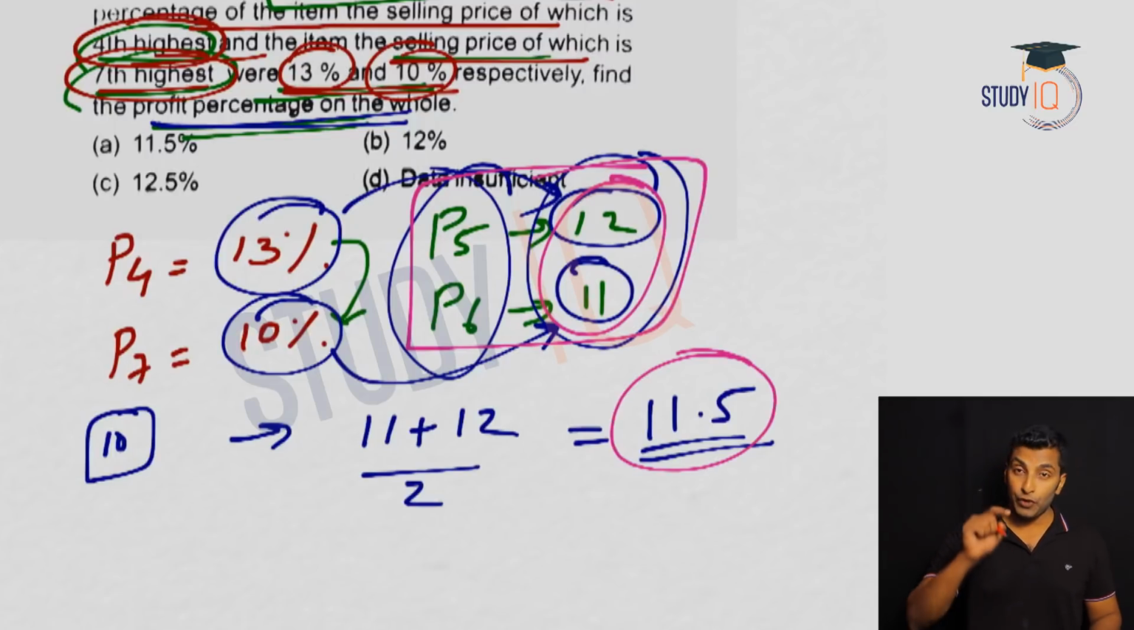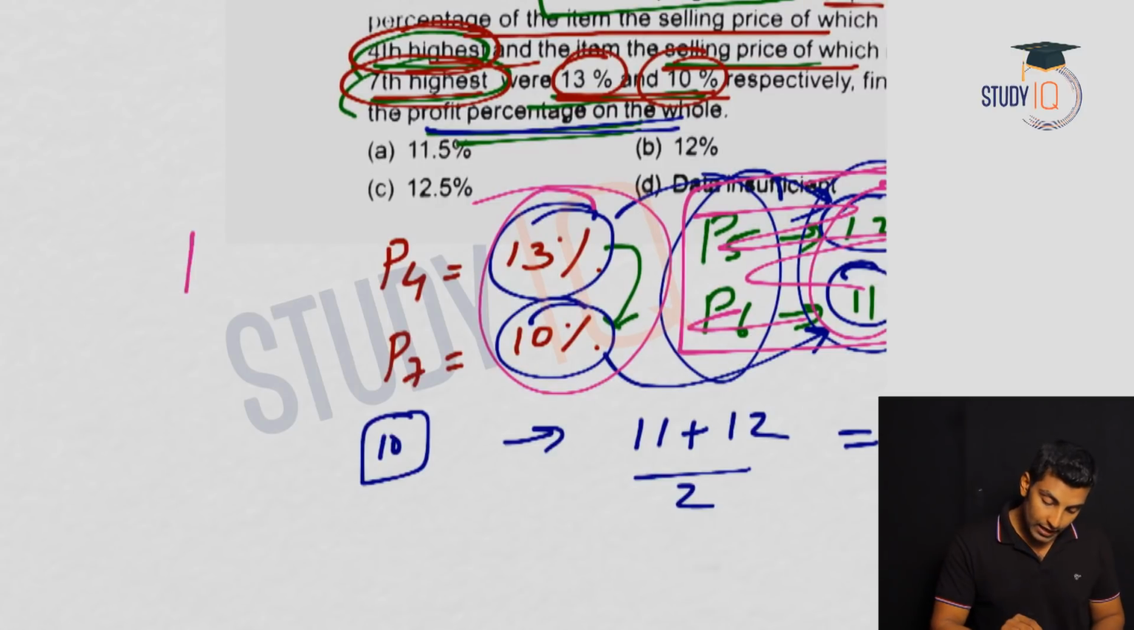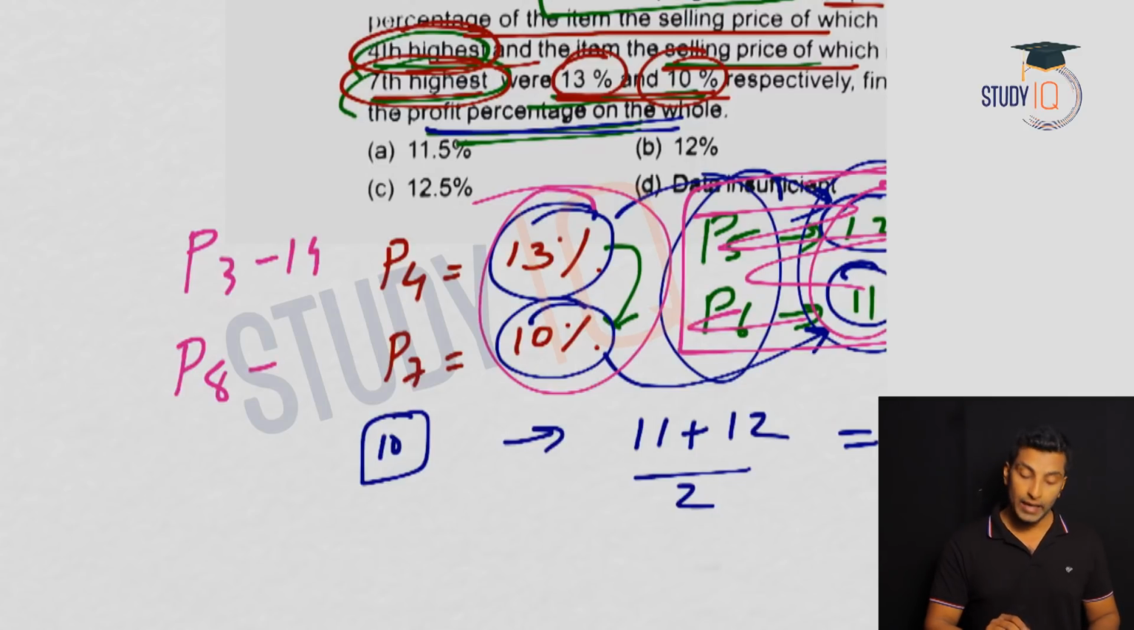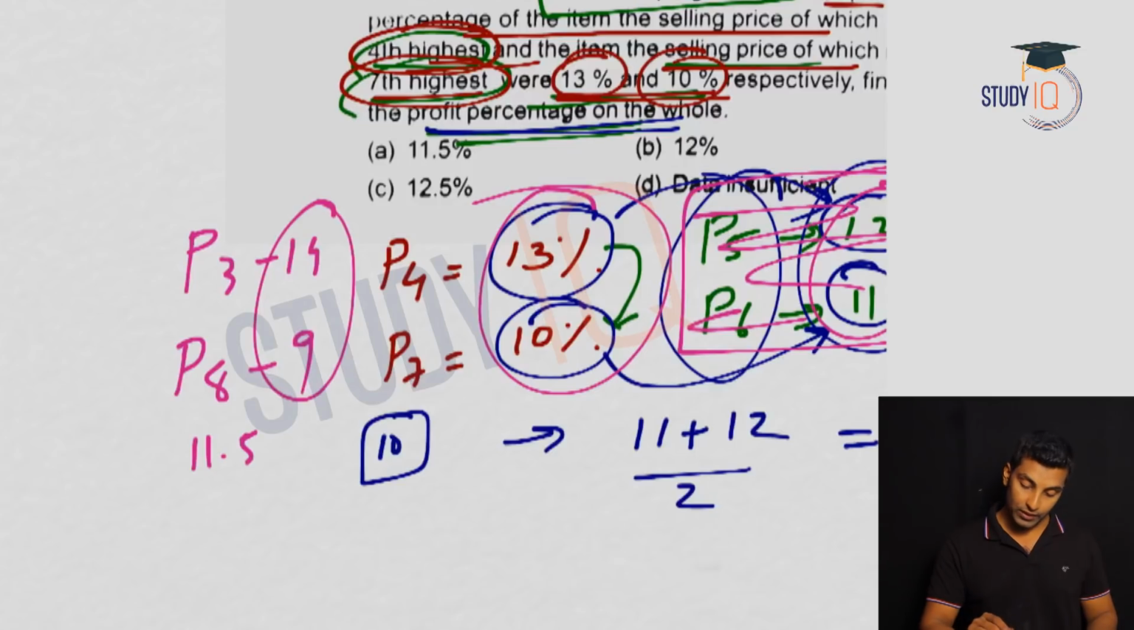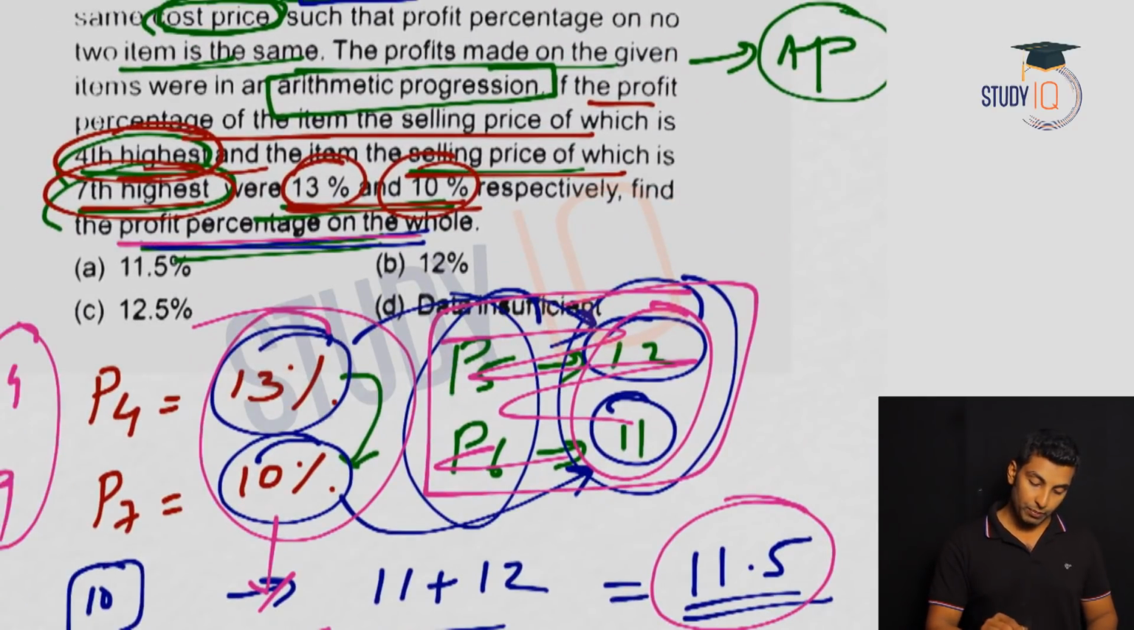Okay, now if you have a very good idea about AP, you just take the average of this also. You don't want to think about this. Just to understand that easily, I told you this. Now if you take P3 and P8, what would be P3? P3 will be 14. What will be P8? That will be 9. So average of this will also give you 11.5. We know that concept you have discussed already in AP. So there is no point in wasting time. Okay. So here, find the profit percentage on the whole means answer for this question is A.